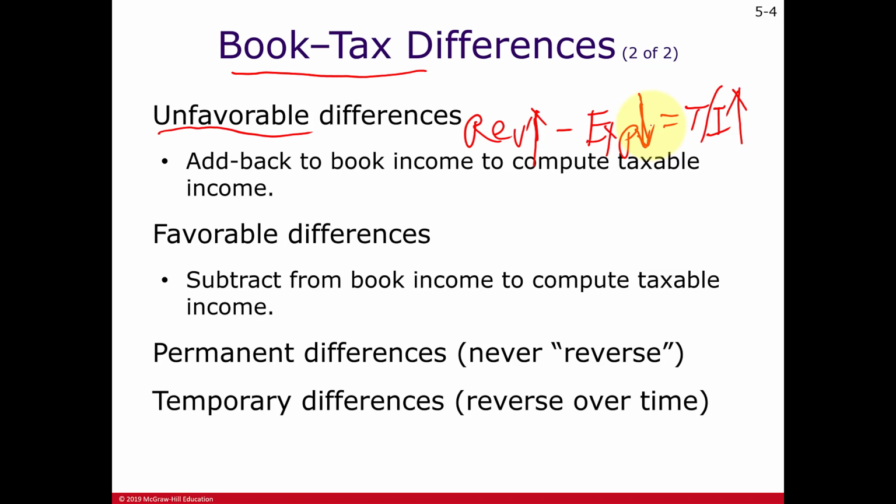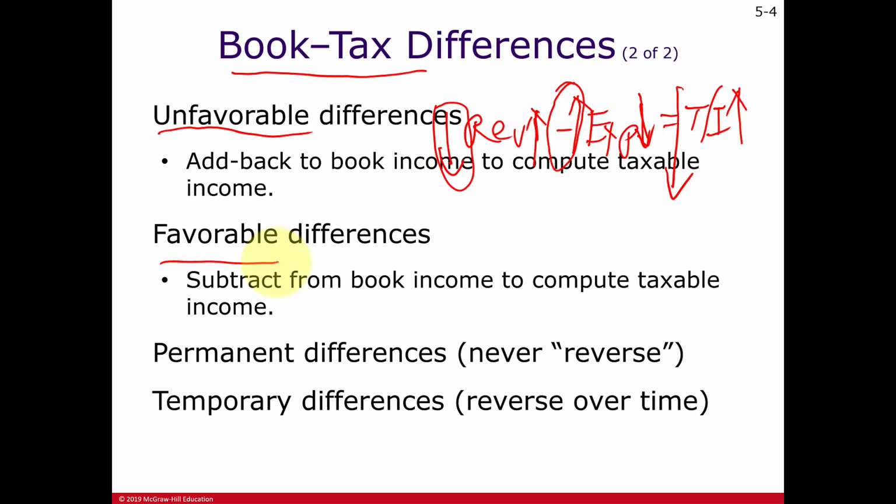Now, just the opposite can be true for these differences. If the differences will reduce revenue or increase deductible expenses, thus taxable income will go down and you pay less taxes. So these types of differences are called favorable, resulting in less taxes being paid as compared to the net income being reported on the income statement.